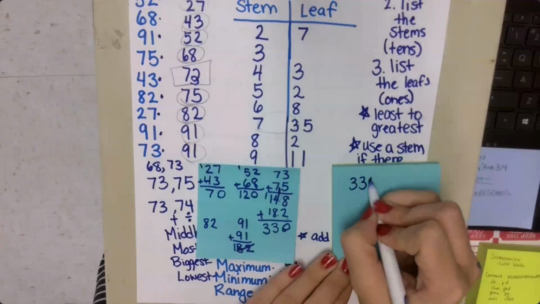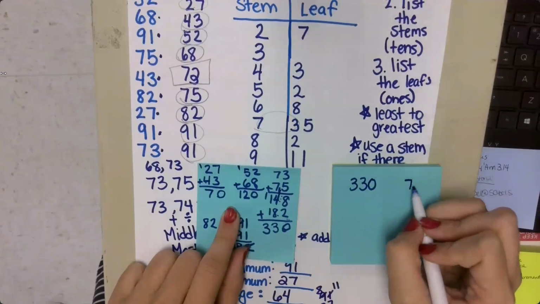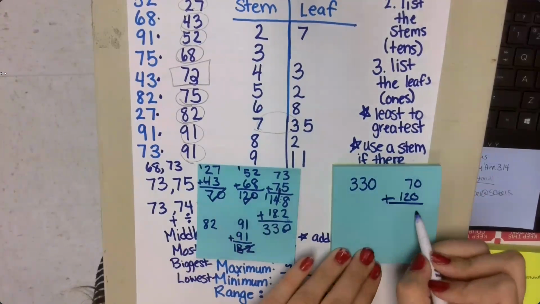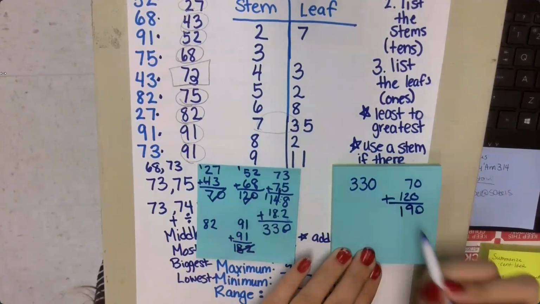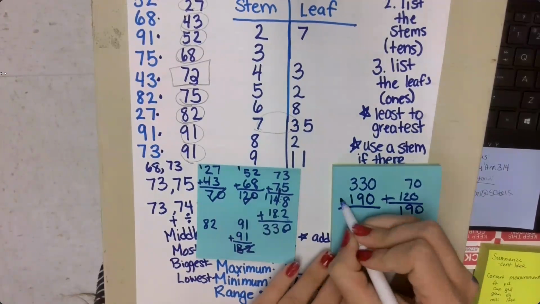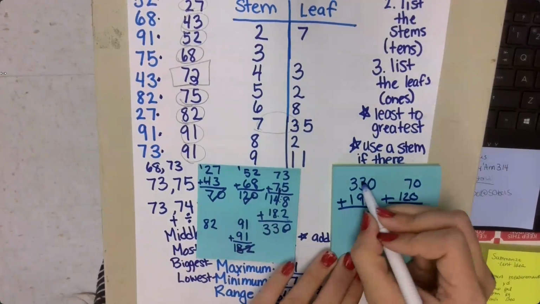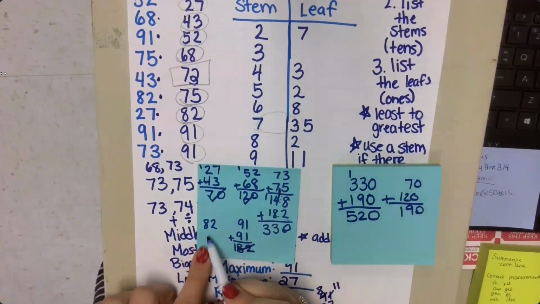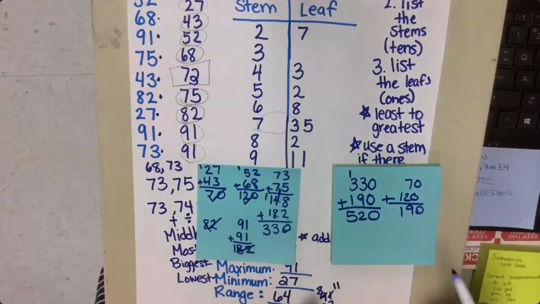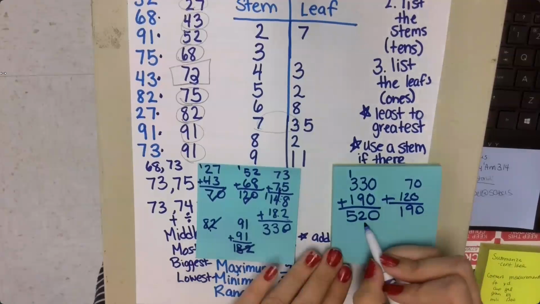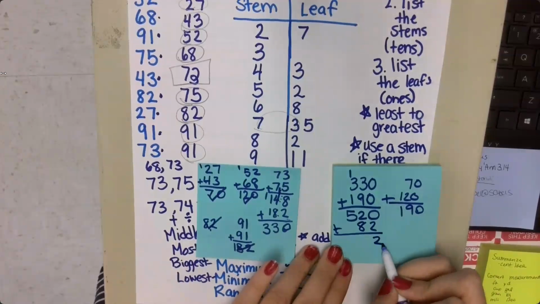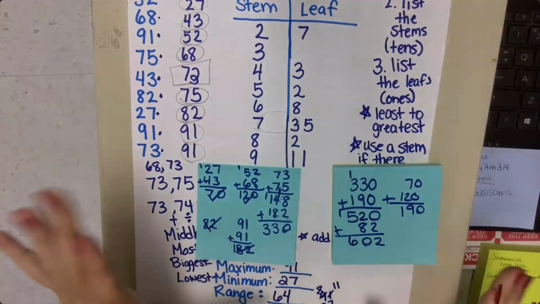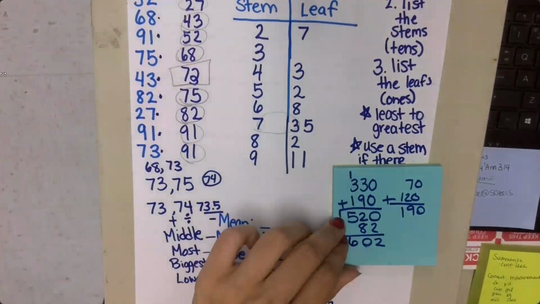Let me give another sticky note here. I have 330, and I still need to add 70 and 120. Check those two off. 7, 8, 9, 190. And add that. 9, 10, 520, and then don't forget my 82. I did not add that 82 to anything yet. So I have 602 is what I get when I add them all up.